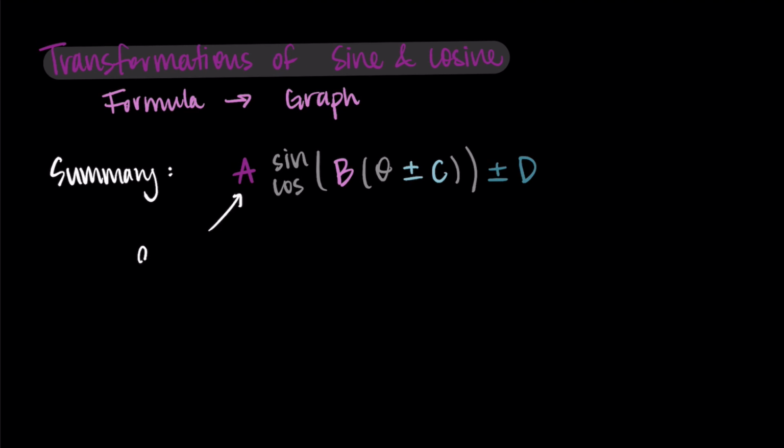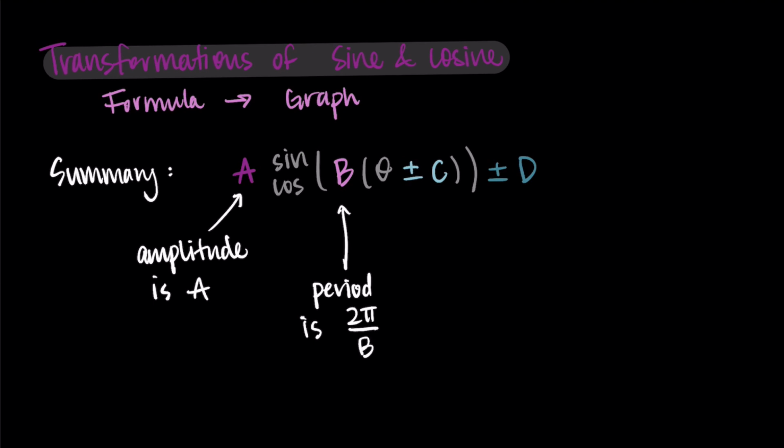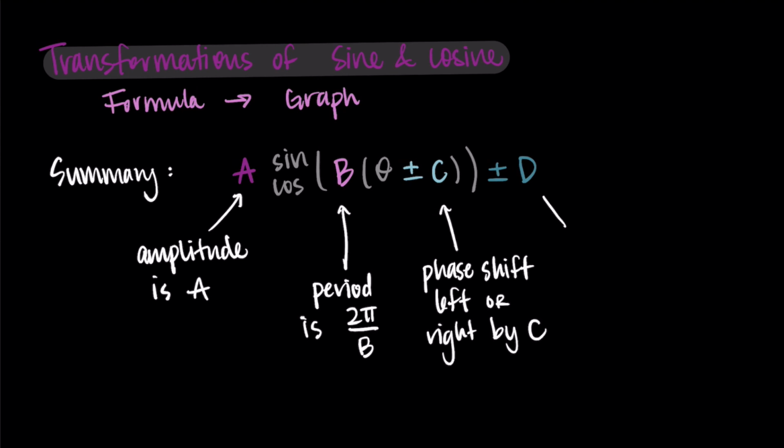The transformation A tells us the amplitude, so the amplitude is that A value. Then B adjusts the period, so the period becomes 2 pi over B. Then plus or minus C indicates a phase shift, right or left by C. And then the midline is the D value, so the midline shifts to either positive or negative D. We'll see how these things play out now with some examples, but this is just a summary of what we talked about in the last video.